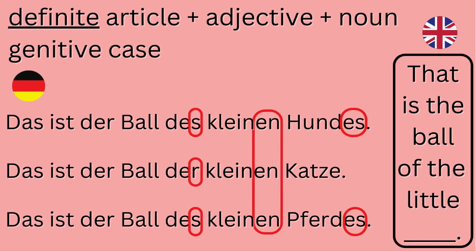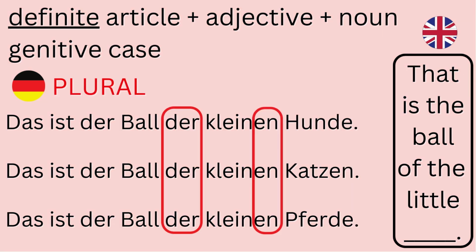And you can see the changes here is that for the masculine and for the neutral, the article changes to des. And for the feminine gender, it's der, just as with dative. So that stays the same as with the dative. And then we also have for the masculine and for the neutral nouns, an added es ending.